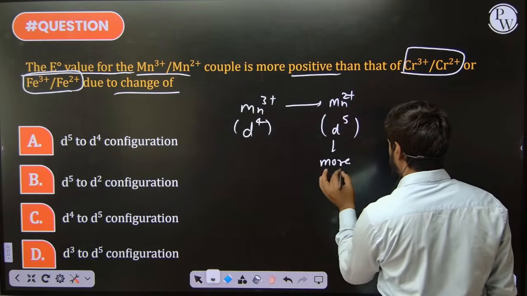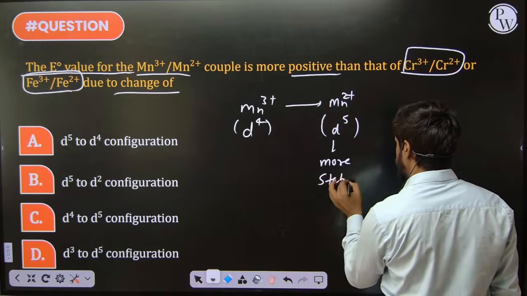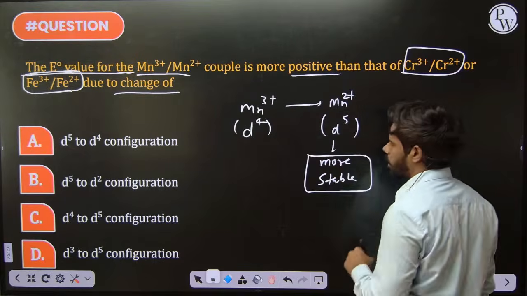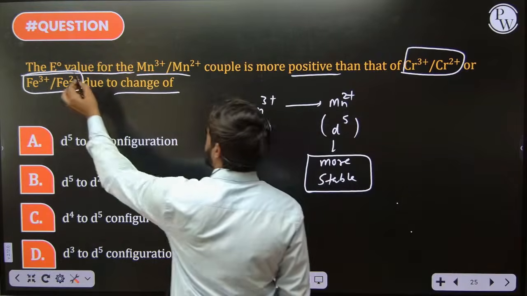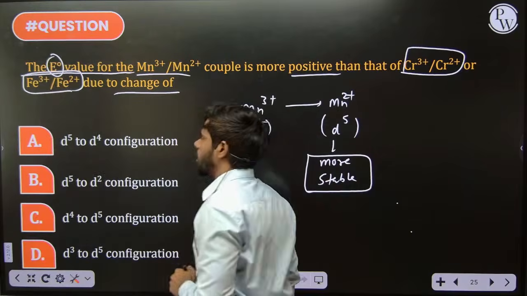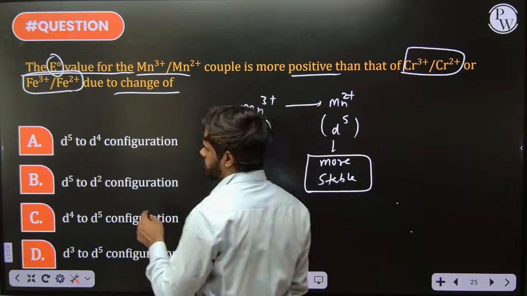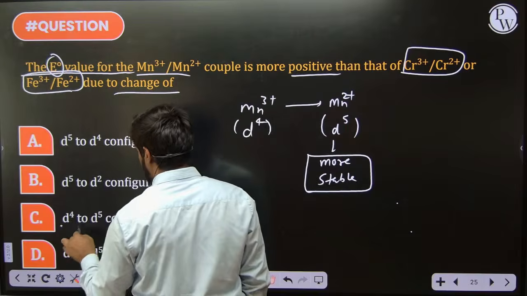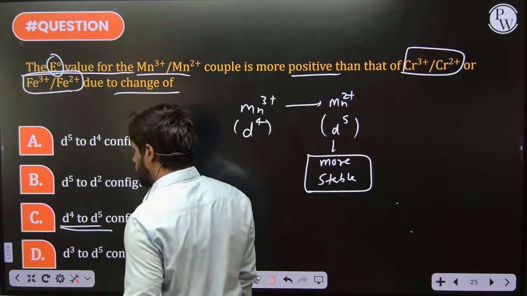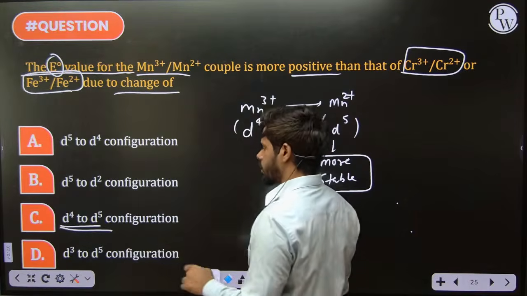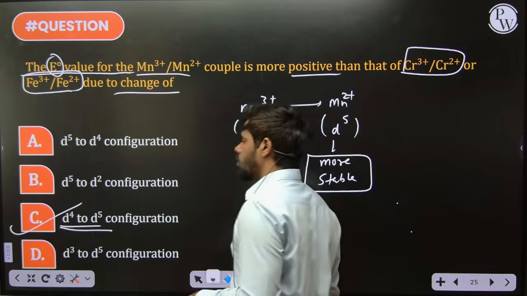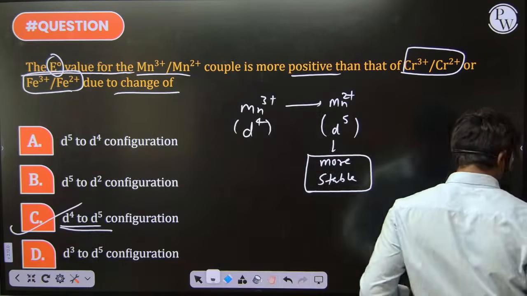Since this is a more stable configuration, we can say it has a positive E0 value, meaning the SRP value will be positive for this. The reason is the change of configuration from d4 to d5. Okay, so our answer is option C, which is correct.